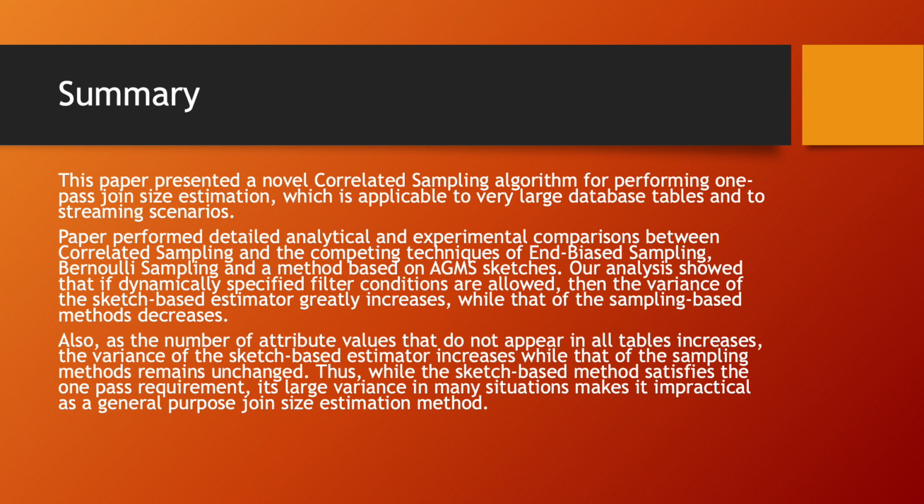Also, as the number of attribute values that do not appear in all tables increases, the variance of the sketch-based estimator increases, while that of the sampling methods remains unchanged. Thus, while the sketch-based method satisfies the one-pass requirement, its large variance in many situations makes it impractical as a general-purpose joint size estimation method.